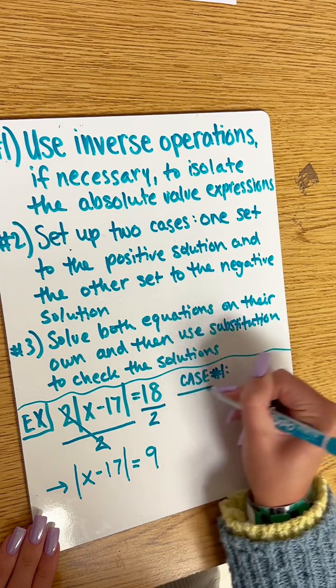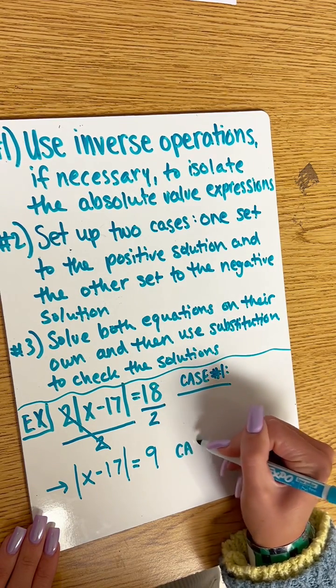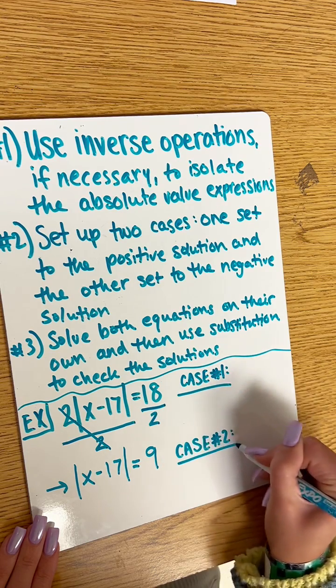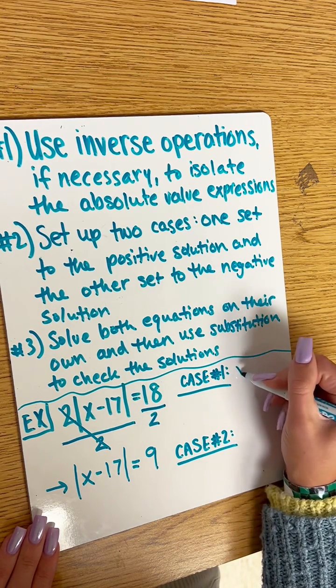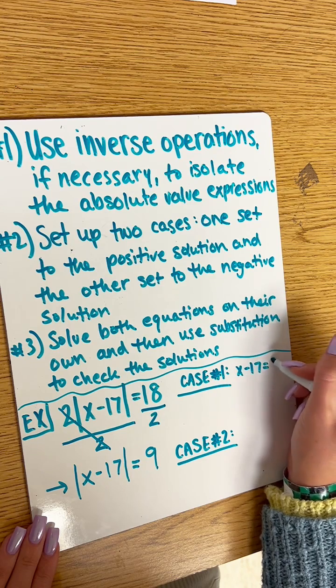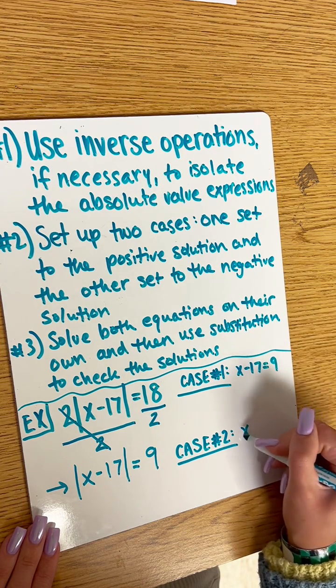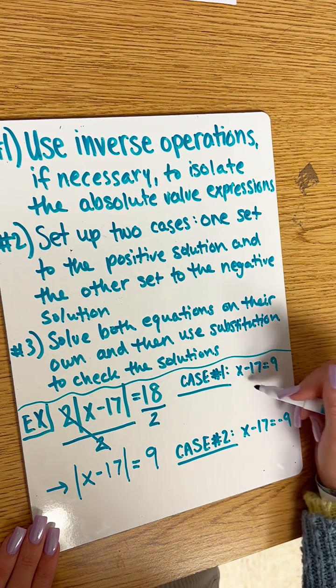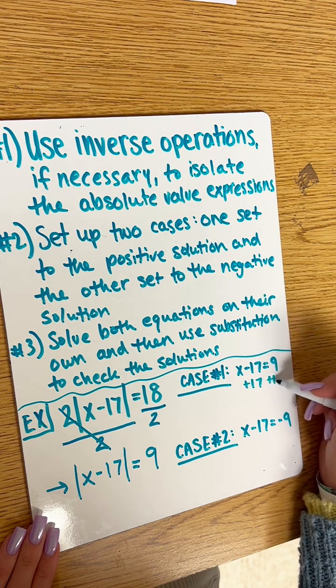This is step 1. Step number 2 is now going to tell us to set up our 2 different cases. So I'm literally going to write out case number 1 and case number 2. Case number 1 is always going to be the exact same, but I'm going to take away the absolute value symbols. And then case number 2 will be the same thing, except now set equal to a negative solution.